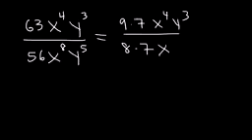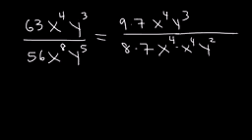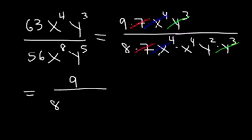X to the 8th is x to the 4th times x to the 4th. Y to the 5th is y squared times y cubed. 2 plus 3 is 5. 4 plus 4 is 8. And then I'm going to cancel the 7. I'm going to cancel x to the 4th. And I'm also going to cancel y cubed. So my final answer is 9 divided by 8x to the 4th y squared.